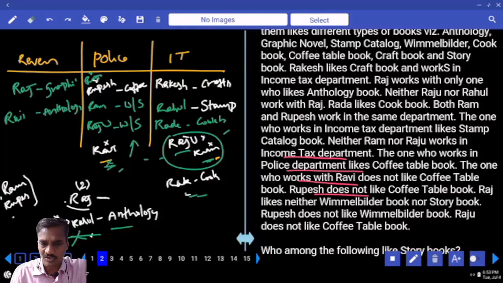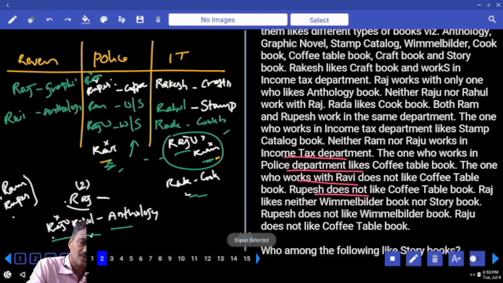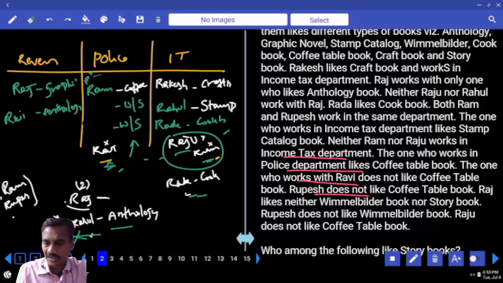Rupesh does not like coffee table book. As Rupesh does not like coffee table book, hence where should this Rupesh be? Hence Ram and Rupesh. Rupesh does not like coffee table book. Hence who must be here? Ram is here.